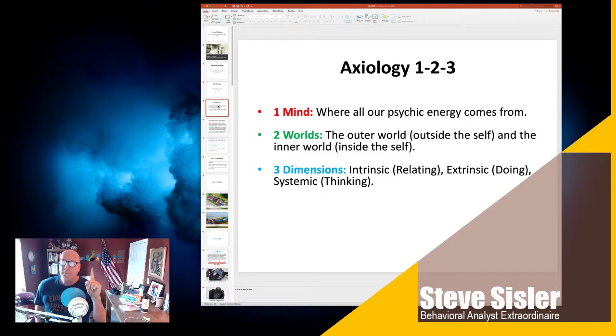There are two worlds. So mind is number one, worlds is number two. Two worlds: the outer world, everything outside of yourself, the things around you, and the inner world, the things within you. It's that inside dimension, the inside self. Within the inside self and the outside self, there are three dimensions. The scientific words are intrinsic for one of these dimensions, extrinsic for the second, and systemic for the third dimension.